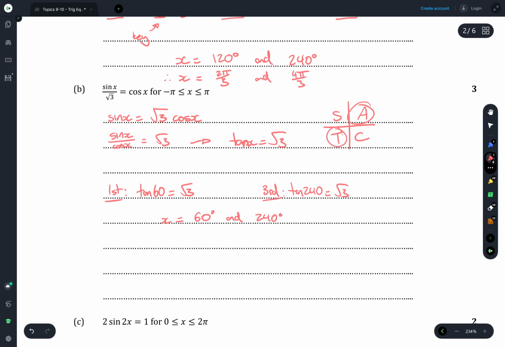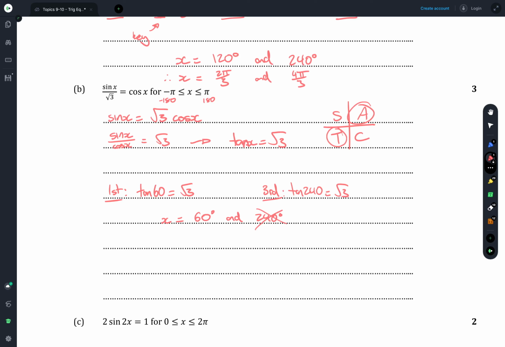Now, before we convert these into radians, we need to realize that the domain in which we're trying to find our solutions is between negative 180 and 180 degrees. And we notice that the 60 degrees fits in there. However, the 240 degrees doesn't fit in there, so that's not going to be a solution. That doesn't mean our only answer is 60, though. We can also consider there might be some negative answers.